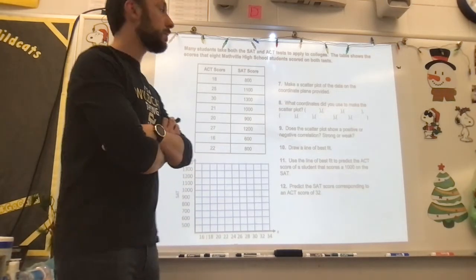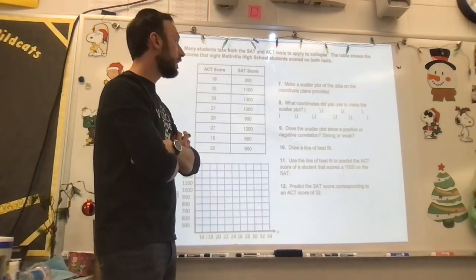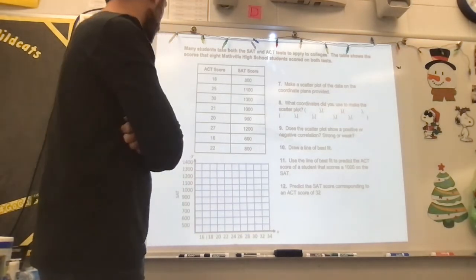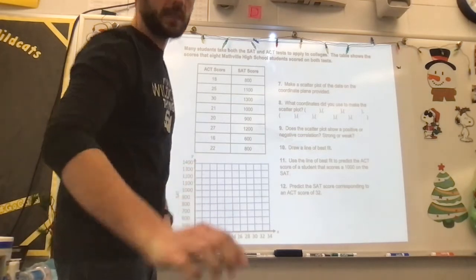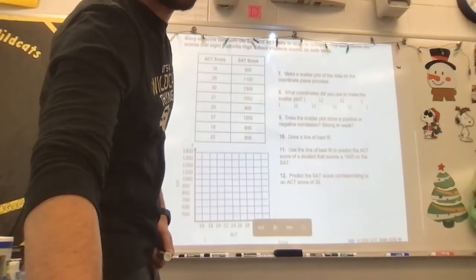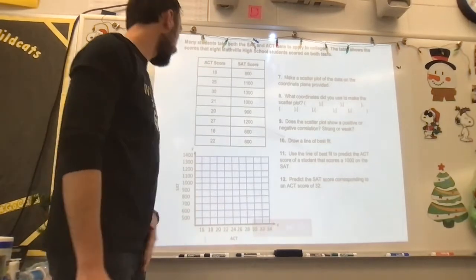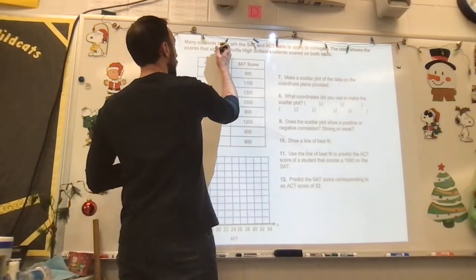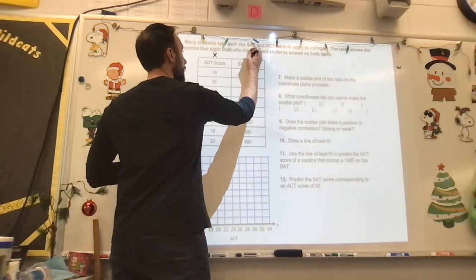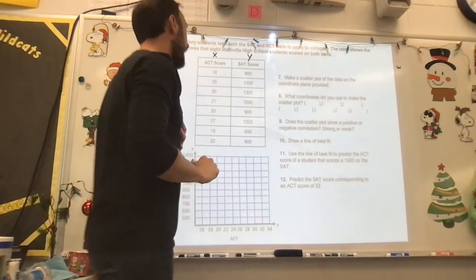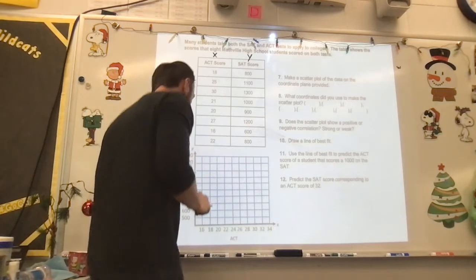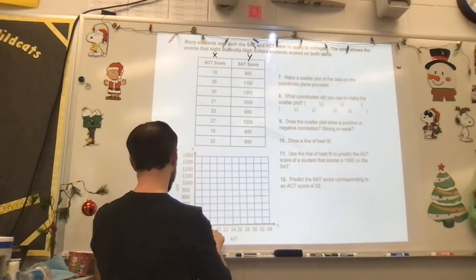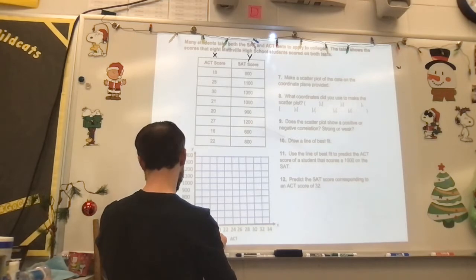Number 7, the first problem on this screen, says make a scatter plot of the data on the coordinate plane provided. I'm going to scroll down just a little bit so you can see it. You can see that says ACT down there, SAT up here. Here's the ACT score, so this is going to be our x-axis, and this is our SAT score, so that's going to be our y-axis. So time to graph. If the ACT was 18, the SAT was 800.